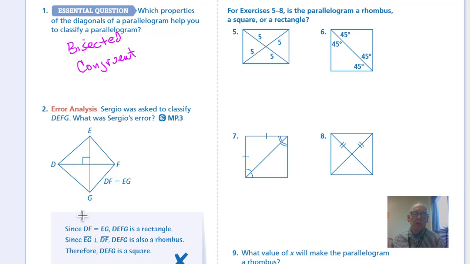Okay, since EG is perpendicular to DF, DEFG is also a rhombus. Okay, that part seems to be good. Therefore, DEFG is a square. Let's see. We've got perpendicular bisectors.